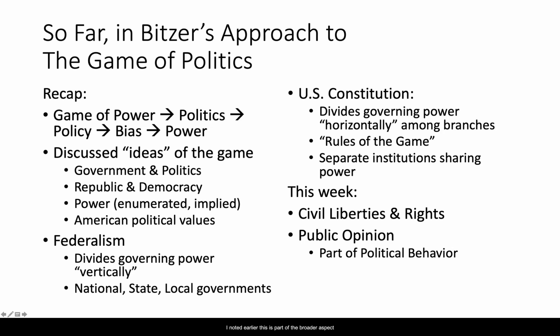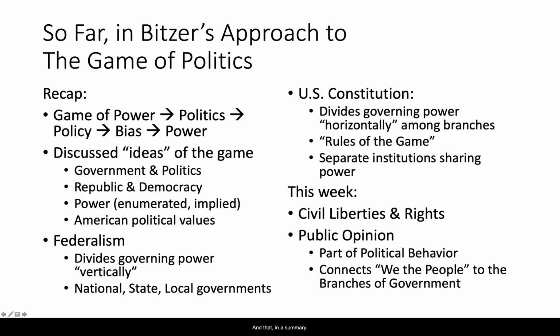And as I noted earlier, this is part of the broader aspect of what we in political science call political behavior. And we're going to get into a lot more details about political behavior, but one aspect is public opinion. And in a nutshell, the way that I think about public opinion is that it connects we, the people, to the government. Public opinion can shape government actions, can influence what the government chooses to do, along with other areas. And I'll give you a broad overview of those areas in just a minute.